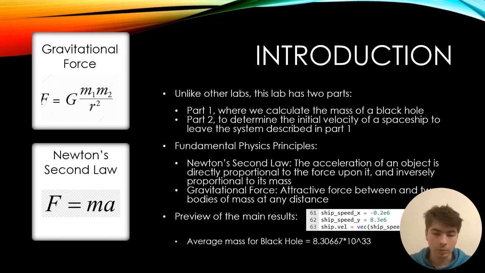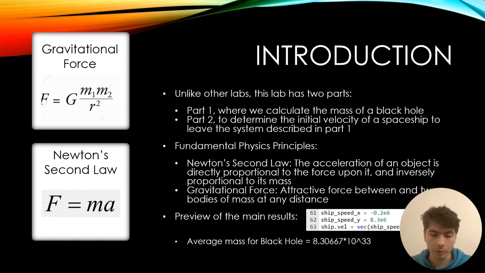There's two fundamental physics principles used in this lab, Newton's second law and the gravitational force. Newton's second law states that the acceleration of an object is directly proportional to the force upon it and inversely proportional to its mass. You can see that in the bottom left equation where it says F equals ma. The gravitational force is an attractive force between two bodies of mass at any distance, represented by the top right equation of gravitational force, F equals G m1 m2 over r squared.